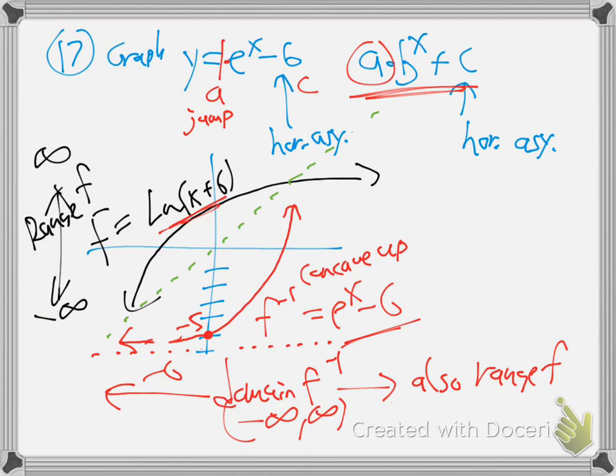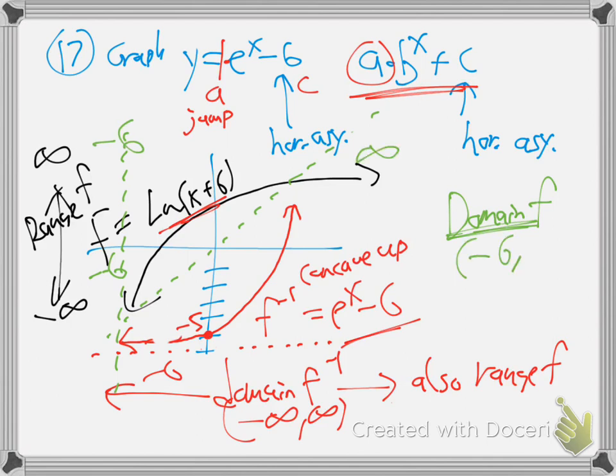Now, likewise, let's find the domain for the original function f. There's a vertical asymptote right here at negative 6. So what's the domain of the original function f? How far left? Negative 6. How far right? Infinity. Negative 6 to infinity.